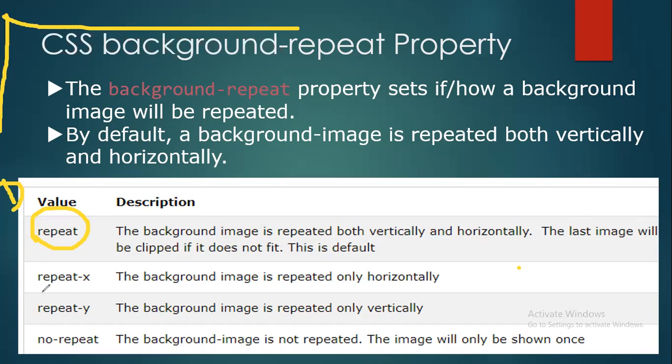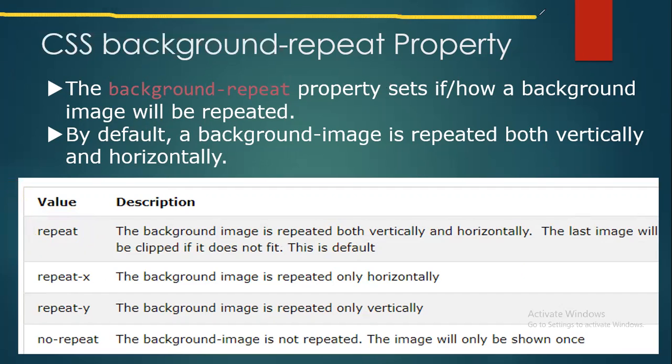The second value you can set is repeat-x. If you want to repeat your picture on the x-axis, that means horizontally, then you will use this property.